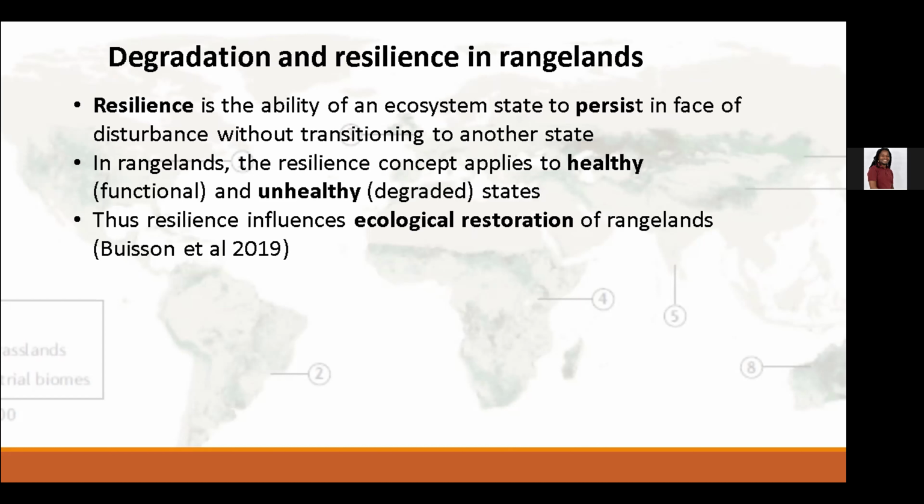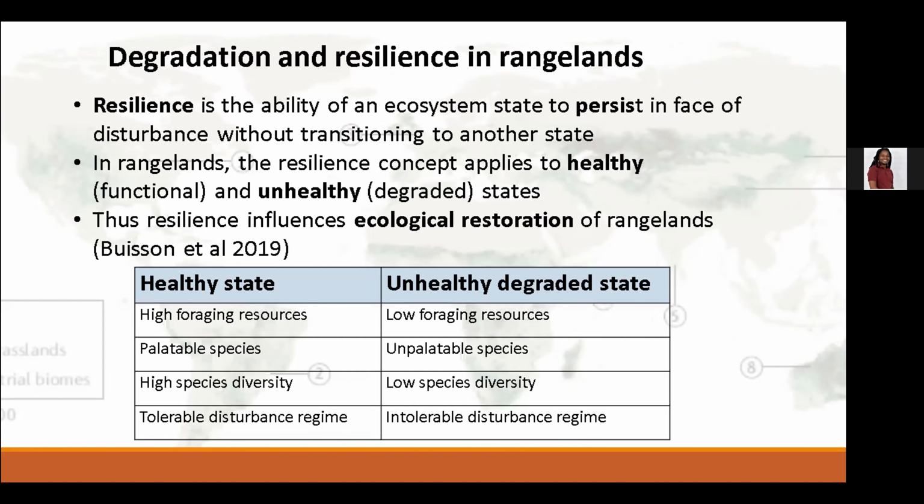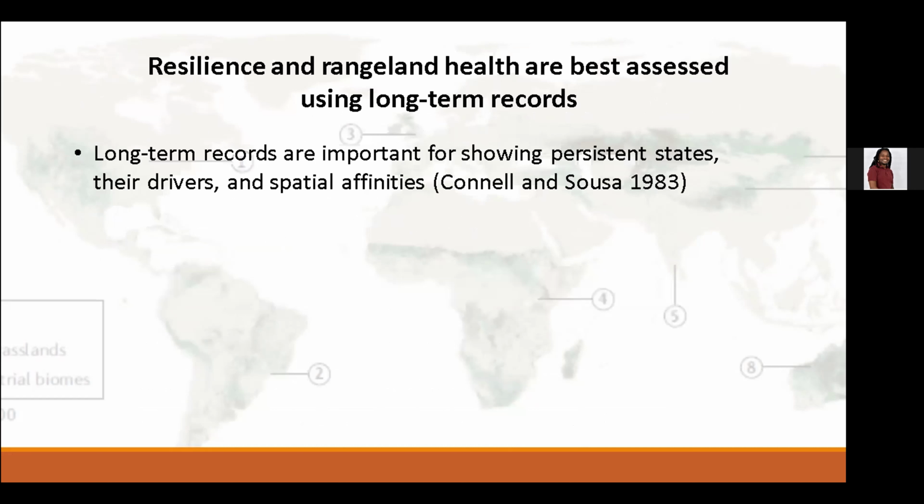Because depending on the resilience of a landscape, it actually affects how it can be restored. For example, here we can have a healthy and an unhealthy state. In a healthy state, we can have a lot of foraging resources; in an unhealthy state, you've got the opposite. In a healthy state, you can have palatable species, higher species diversity, and tolerable disturbance regimes, whereas we might get the opposite in the degraded states.